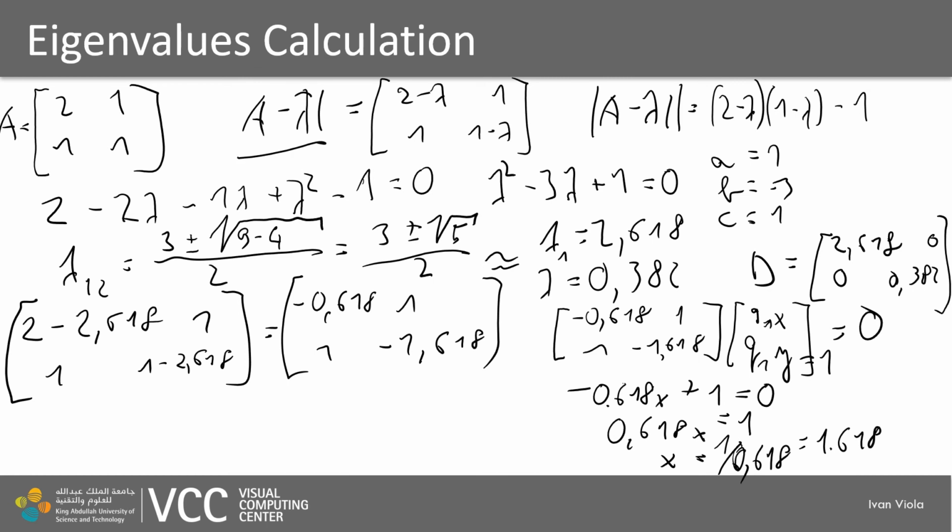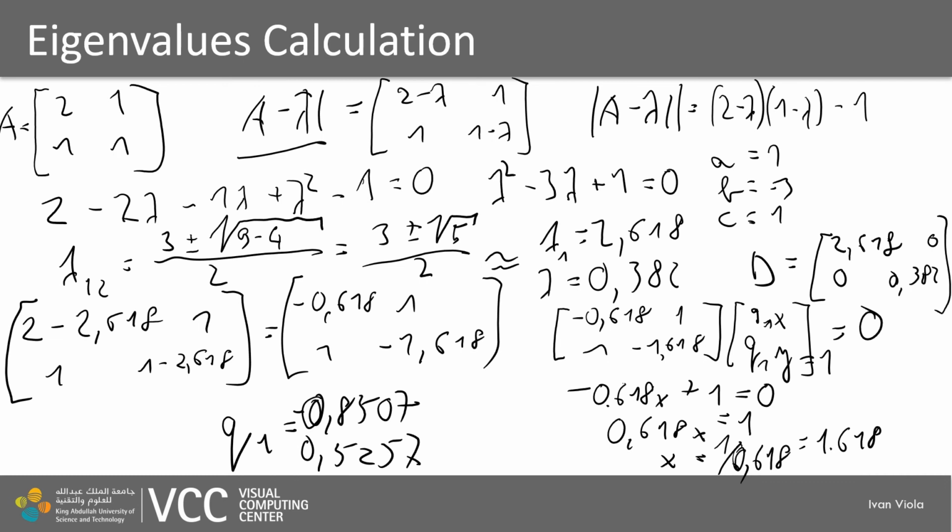If we now normalize this vector, Q1 normalized will become 0.8507 and 0.5257, which will be the first eigenvector.